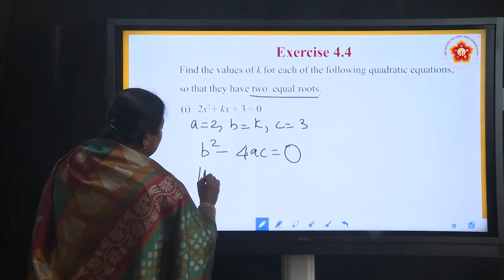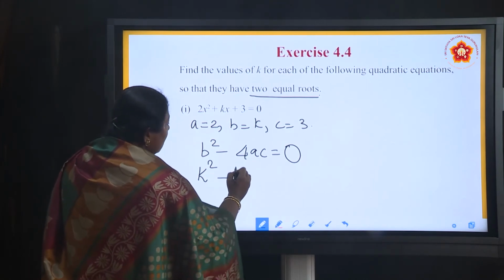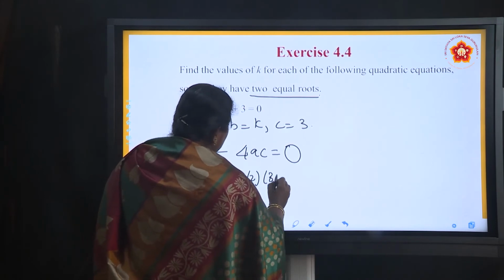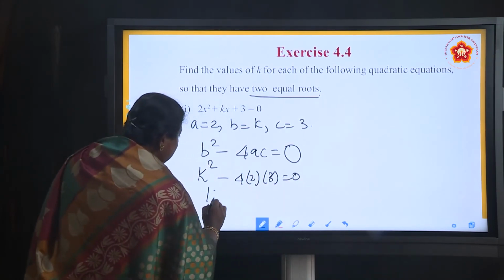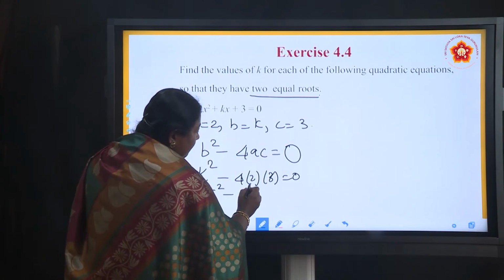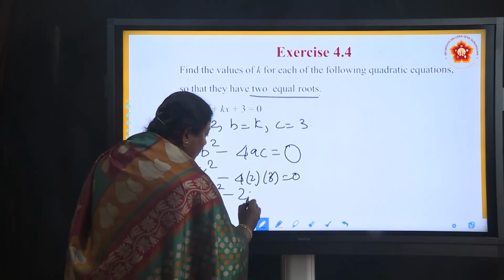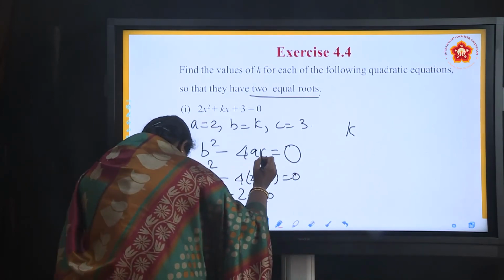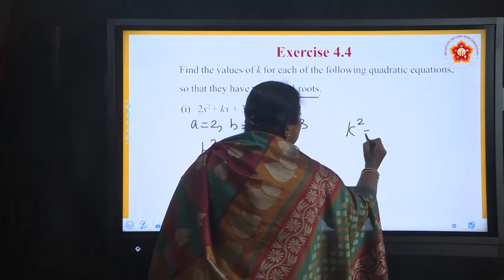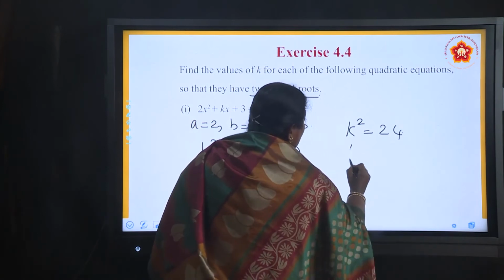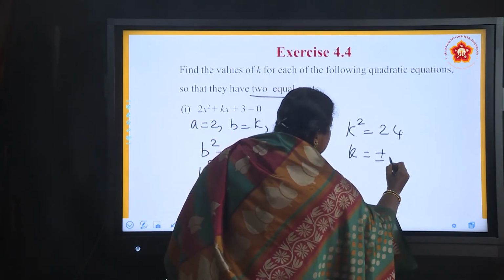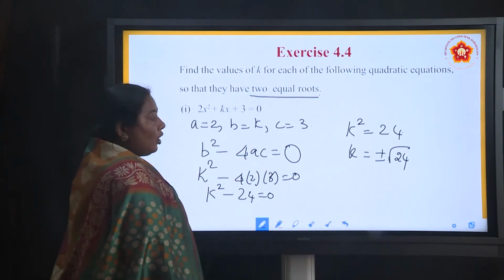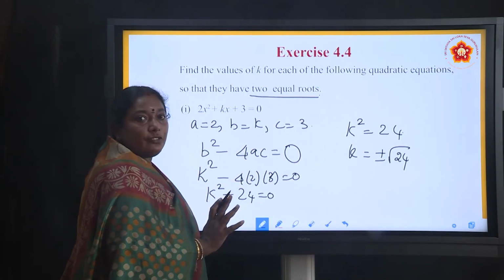Now k square minus 4, a is equal to 2 and c is equal to 3, which is equal to 0. So k square minus 4, 2 eights are 8, 8 threes are 24, which is equal to 0. So k square is equal to 24. So k is equal to plus or minus root of 24. That's all. We got the answer for k.